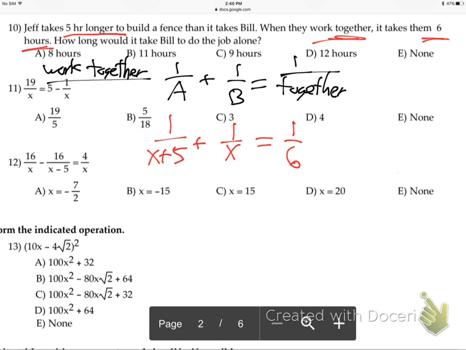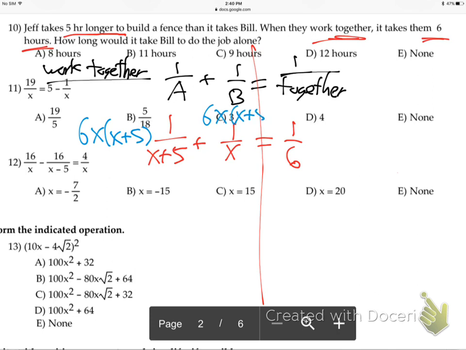And you could switch the order in the first two. If you had the 1 over x first and the x plus 5, that's fine. Doesn't matter, as long as the 1/6 is on the right. So remember the working together? 1 over A plus 1 over B is 1 over together. Okay, now, how do we solve that one? Find what the common denominator is. Do we have an equal sign? Yes. So I'm not thinking top, bottom. I'm thinking left, right. Here's the equal sign, the wall separator, huh? All right, so what is the common denominator? Everything. 6x(x plus 5).